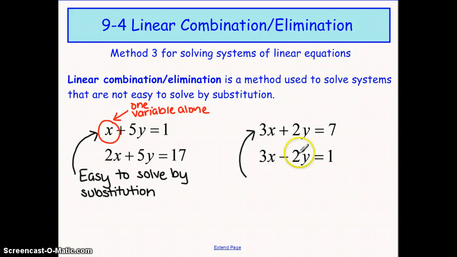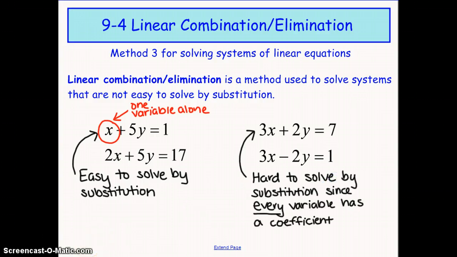And that's because there are no variables alone. Every single one has a coefficient. So this one is hard to solve by substitution because every variable has a coefficient. In this section, we're going to look at how to solve systems of equations of the second type, ones where every variable in both equations has a coefficient.